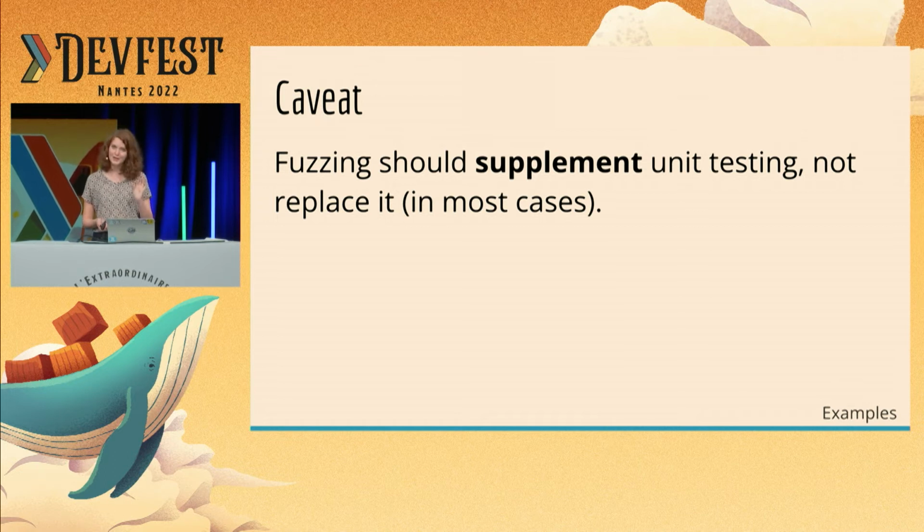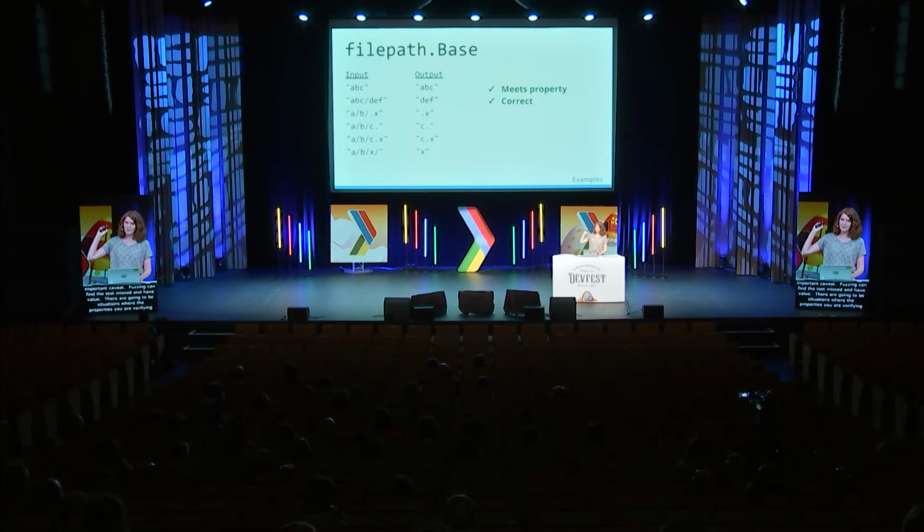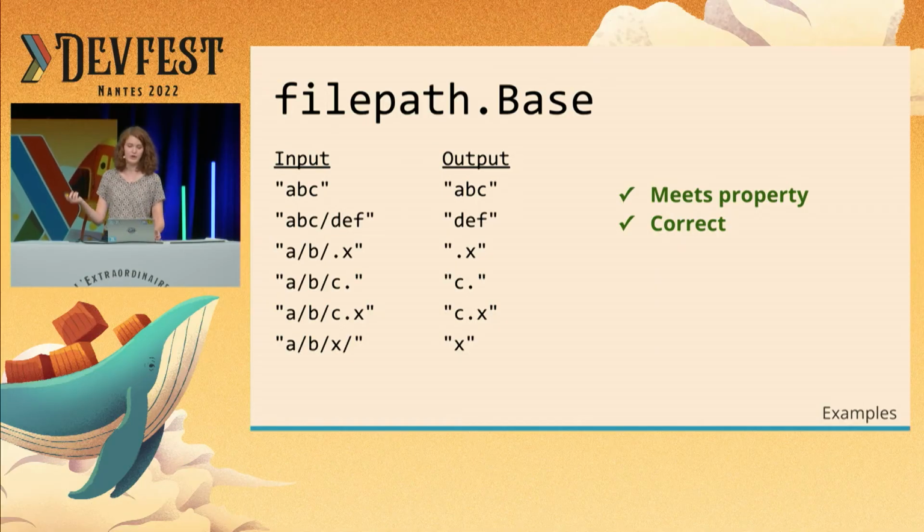But I do want to note a very important caveat to the example I provided. Remember, fuzzing should not be replacing unit tests. They supplement them. But fuzzing can definitely find bugs that unit tests miss, so they have value. But there are going to be situations where the properties you're verifying in your fuzz test don't completely verify correctness. So take our file path.base example again. If we're trimming off those trailing separators and we're ensuring that the output is a suffix of the path, then in all of these examples, the output is correct. It meets the property, and it's correct.